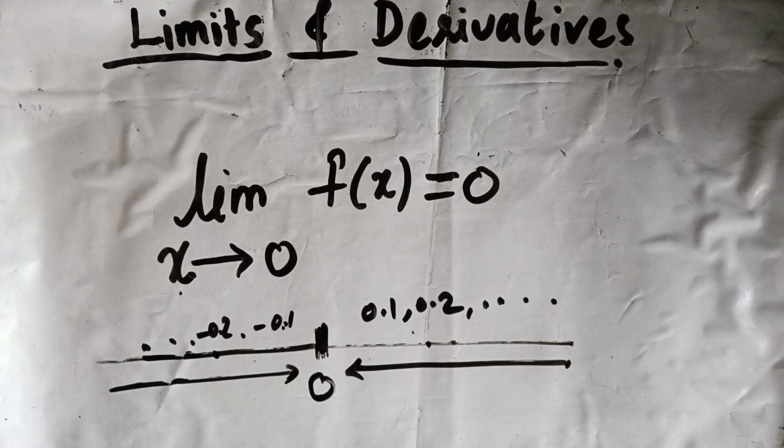Now, to be read as limit of f(x) as x tends to 0 equals 0. So the limit of f(x) as x tends to 0 is to be thought of as the value f(x) should assume at x equal to 0. Now there are two limits, that is left hand limit and right hand limit.